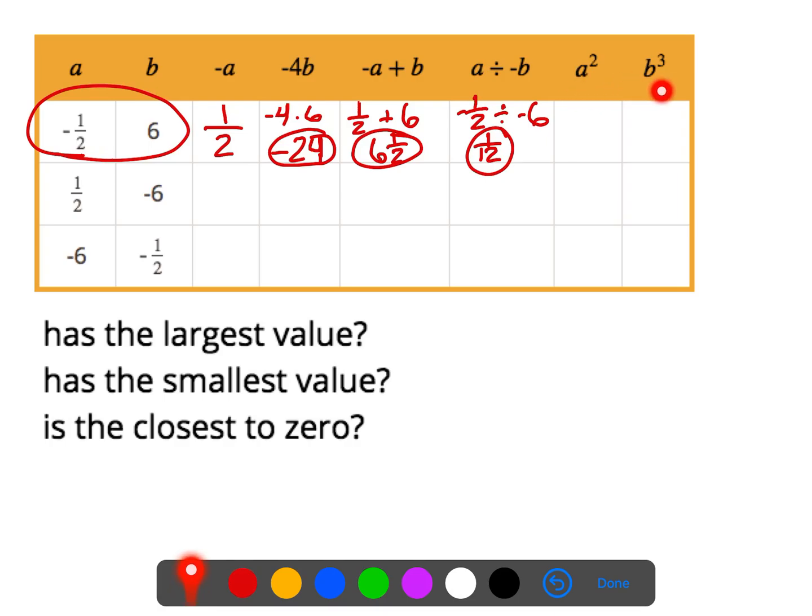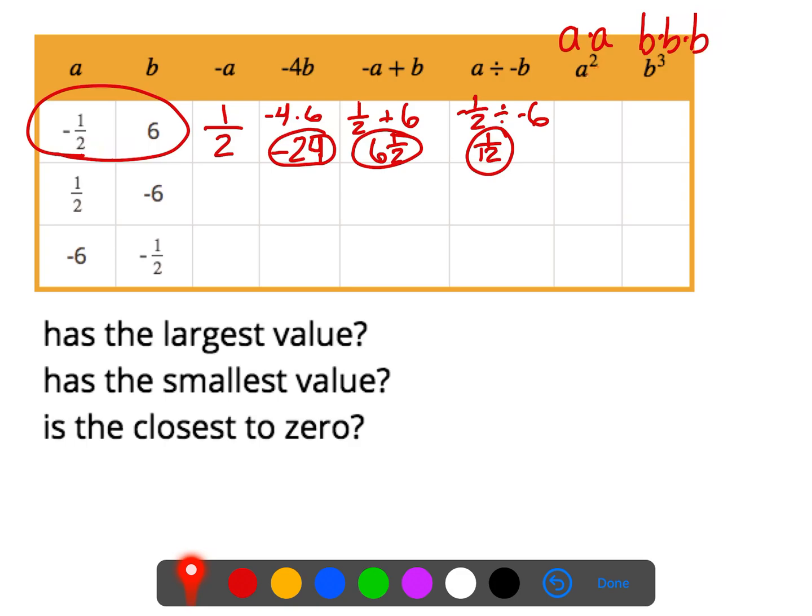Now we talk about some exponents. We haven't done a lot of this, but a squared is a times itself, a times a. And b cubed is b times b times b. Please remember, it's not b times 3 or a times 2. It tells us with this exponent how many times to multiply the base number by itself.